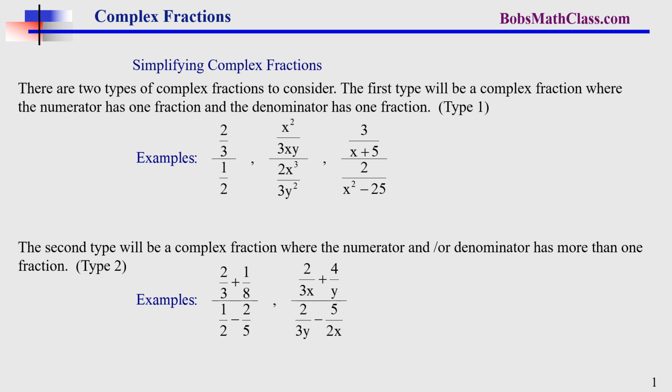The second type will be a complex fraction where the numerator and/or the denominator have more than one fraction. So there's usually a plus or a minus sign between two fractions on the top or the bottom. There's got to be multiple fractions in either the top or the bottom, or both. Okay, that's a little complex. That's why they call them complex fractions, but it won't be that bad.